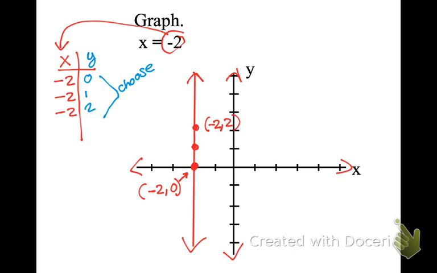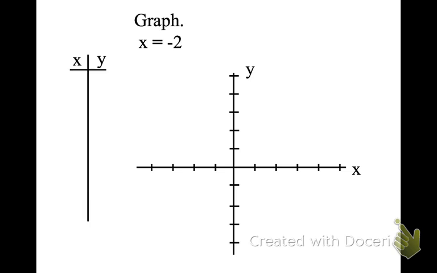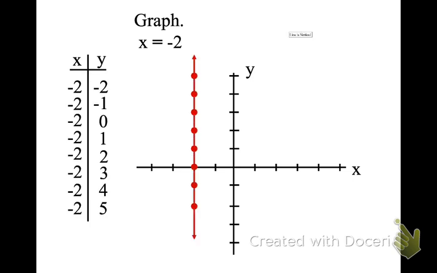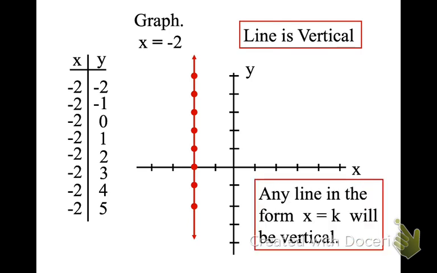What kind of line is it? What do we call this kind of line? It's a vertical line. So every time you have x equals a constant, it will be a vertical line. Any constant, it will be a vertical line if it says x equals. Do you need to do all these points? No. Any line in the form of x equals k, k stands for constant, will be vertical. So when x equals any constant number, it will be vertical. Got it?